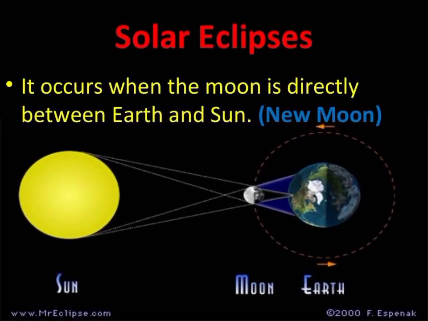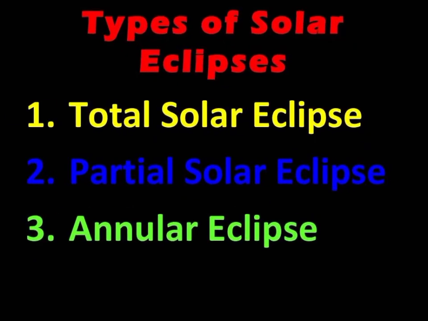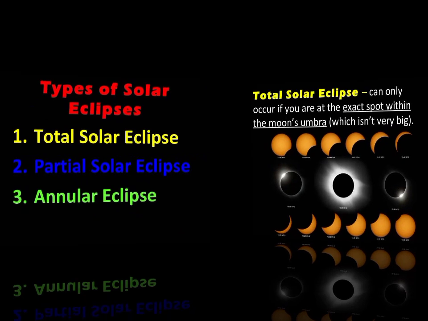Now, let's proceed to the solar eclipses. Solar eclipse occurs when the moon is directly between sun and earth. There are three types of solar eclipses. One is a total solar eclipse, two is partial solar eclipse, and the last one is annular eclipse.